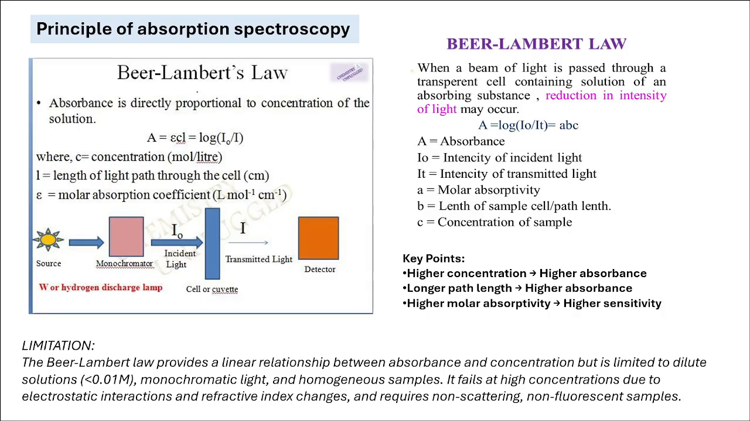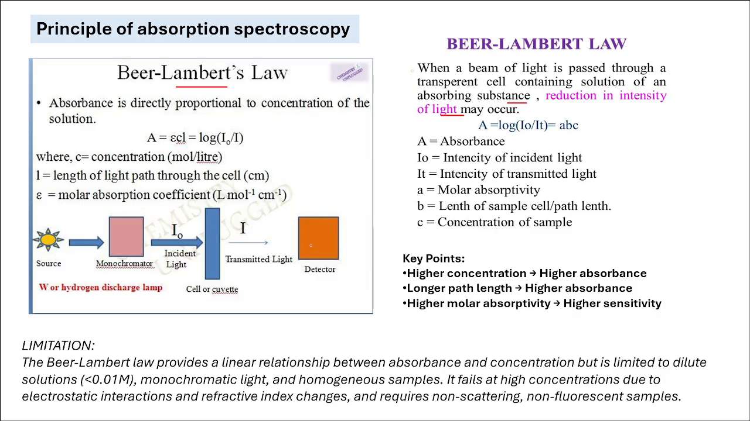Now, the basic principle of absorption spectroscopy: we all know about Beer-Lambert's law. When a beam of light is passed through a transparent cell containing a solution of an absorbing substance, a reduction in intensity of light may occur. So obviously, this is the source. It passes through a monochromator, which allows a particular wavelength of light to be incident on this cell or cuvette, and this would be the transmitted light.